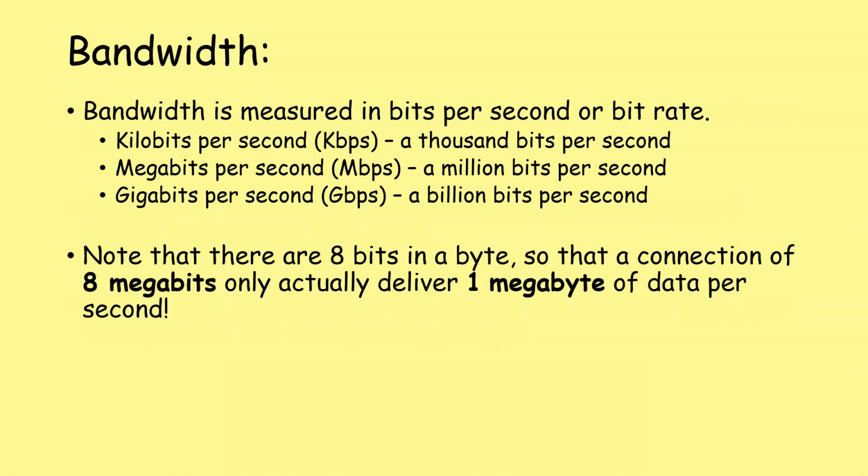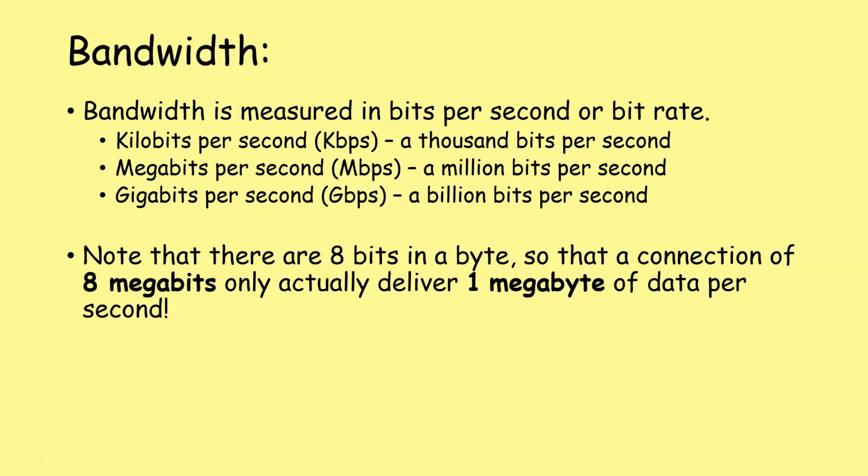Bandwidth is usually measured in bits per second, what we refer to as the bit rate. You get kilobits per second, megabits per second, and gigabits per second. Notice we're talking about bits, not bytes here. So remember there are 8 bits in a byte, so that a connection of, say, 8 megabits only actually delivers 1 megabyte of data per second.